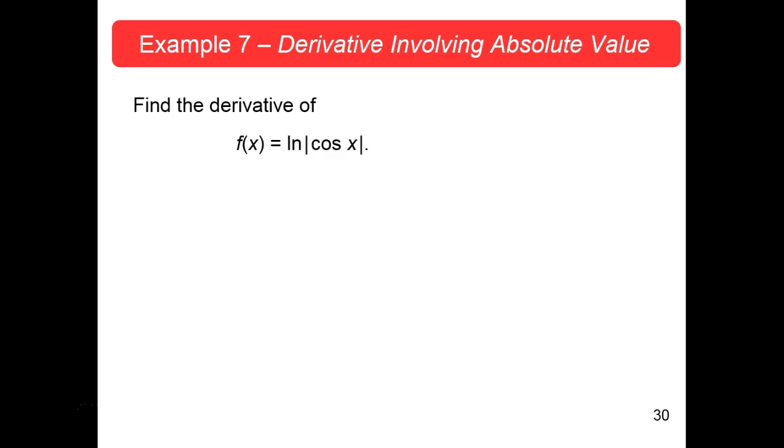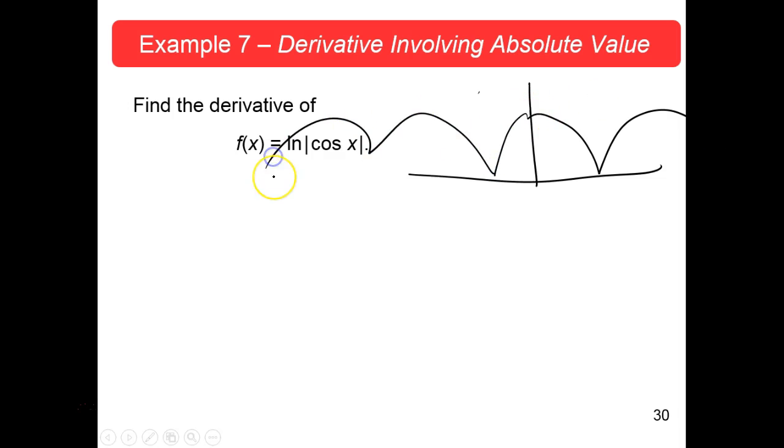Do they do example 7? Yes, they do. Let's do example 7. Find the derivative of f of x when that's equal to log absolute value cosine. Now, by the way, let me just draw you what that function looks like. Every time it would go negative, it pops positive again. Now, the problem with this is at x equal pi halves, and every half pi, cosine is equal to 0. So you have to exclude those. You can't have those. But let's see what happens.